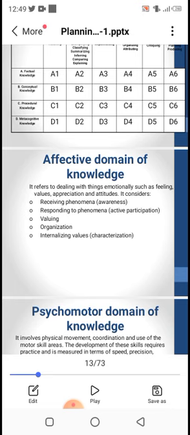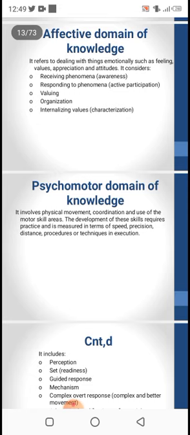And the third category is the psychomotor domain. It involves physical movement, coordination, and use of the motor skill areas. Development of these skills requires practice and is measured in terms of speed, precision, distance, procedures, or techniques in execution.